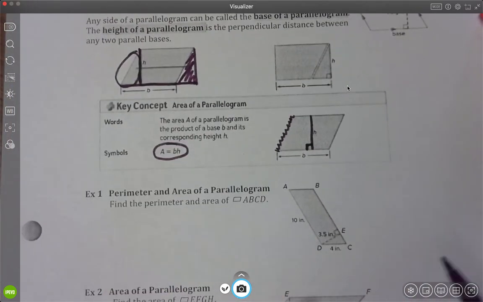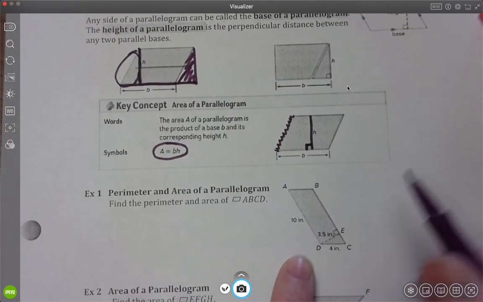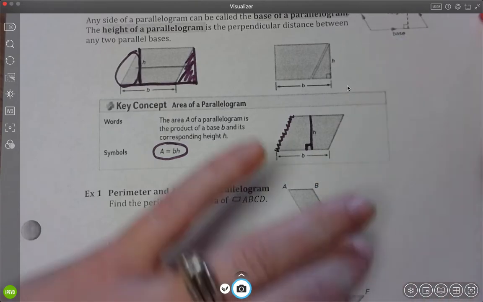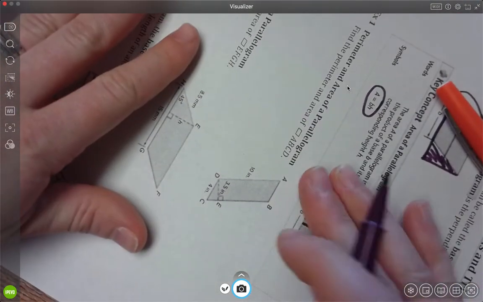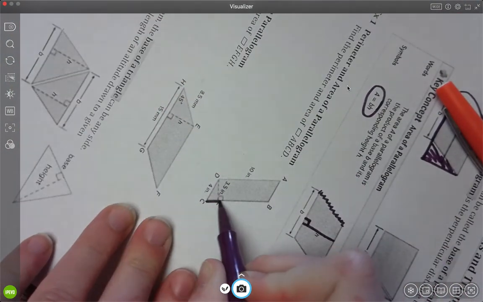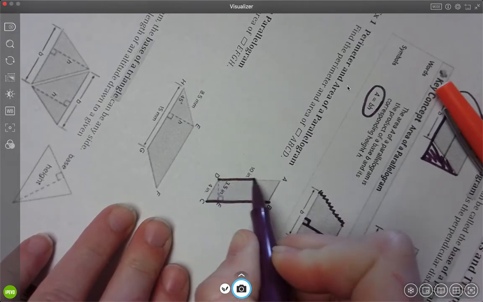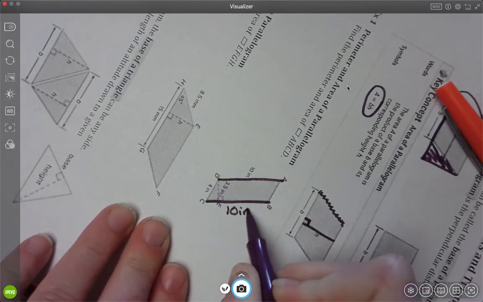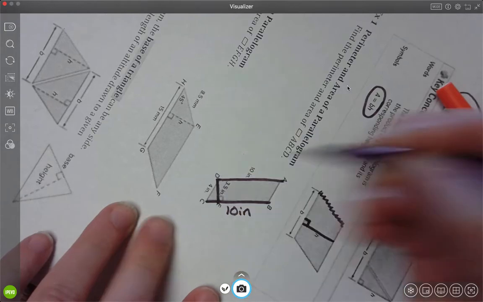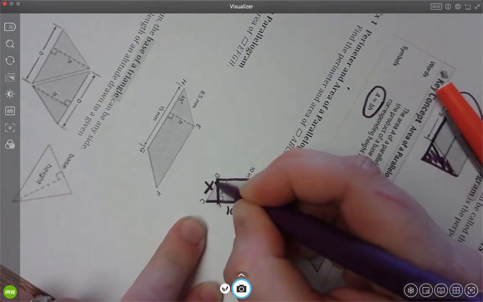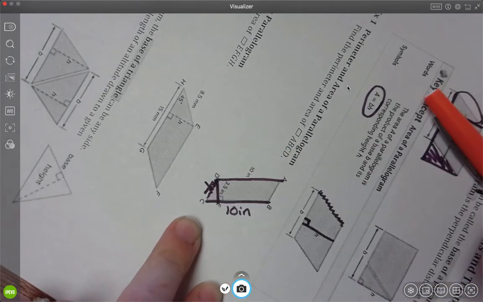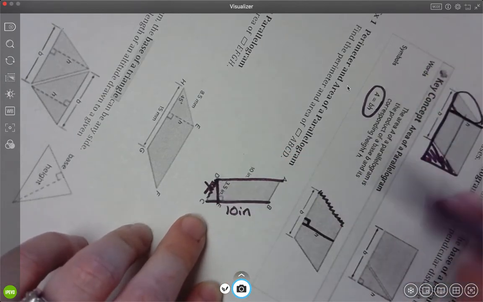Like down here, they give me both of them. Technically this parallelogram is tilted, or kind of on its side. So if I turn my paper this way, the base here will be the same as this base here. So the base will be 10 inches. The height is the vertical height, which is 3.5 inches. This 4 is not necessary. We do not need that information, except to find the perimeter, which they're going to ask for also.